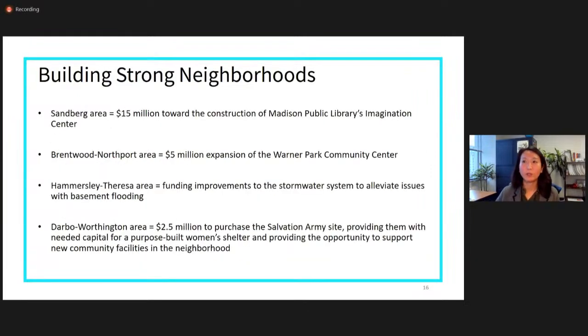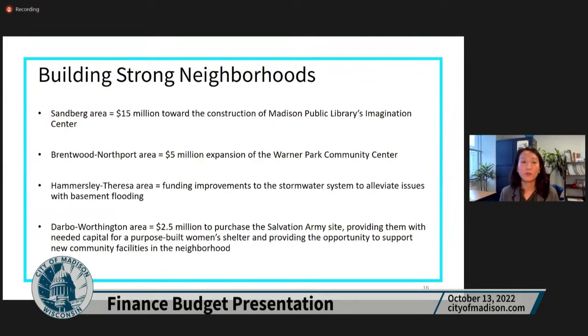And in the Building Strong Neighborhoods category, a few of the major projects include a $15 million investment towards the construction of the Madison Public Library Imagination Center, as well as a $5 million expansion of the Warner Park Community Center. Many of these projects are brought about through input from neighborhood resource teams, which are neighborhood groups that include city staff whose goals are promoting racial equity and improving the quality of life for Madison residents. So we take the input of the neighborhood resource teams and use them to help prioritize some of the investments in the budget.